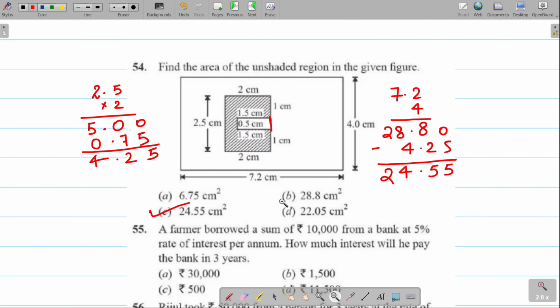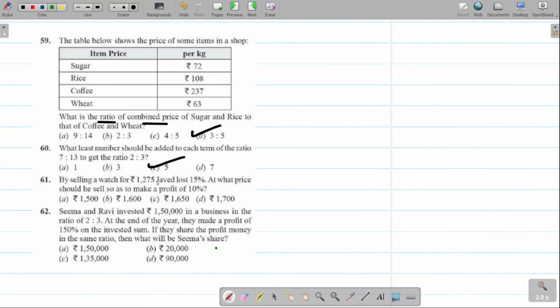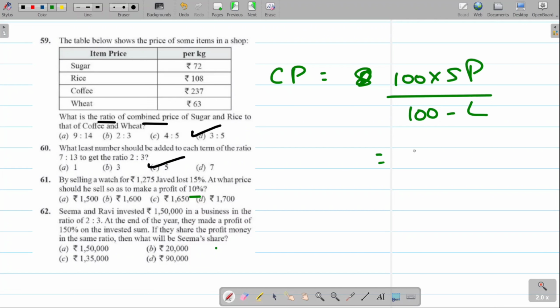Reducing the image size. By selling a watch for 1275, Jadhav lost 15%. At what price should he sell so as to make a profit of 10%? We know that there are 3 or 4 formulas for cost price, like 100 into SP by 100 minus loss, or 100 into SP by 100 plus profit. There are 2 ways you can write the formula, but I'm not going to write such formulas here.